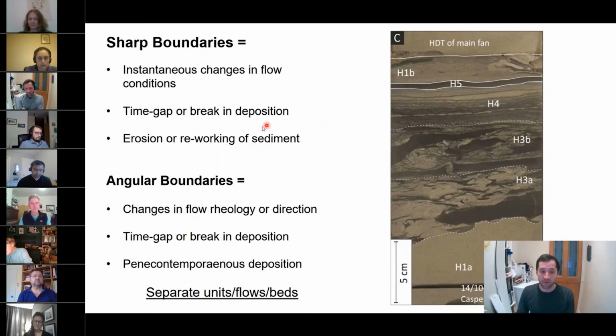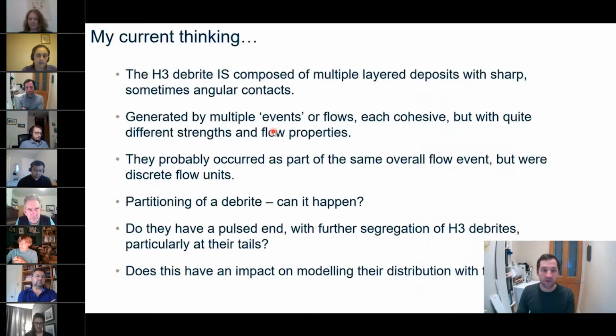They show changes in flow, rheology, or direction, time gaps or breaks in deposition, and they indicate penecontemporaneous deposition. All of those things come together to indicate that internally within H3, you can define separate units, flows, or beds. So my current thinking is the H3 debris is composed of multiple layered deposits with sharp, sometimes angular contacts. They're generated by multiple events or flows, each cohesive but with quite different strengths and flow properties. They probably occurred as part of the same overall flow event but with discrete flow units.